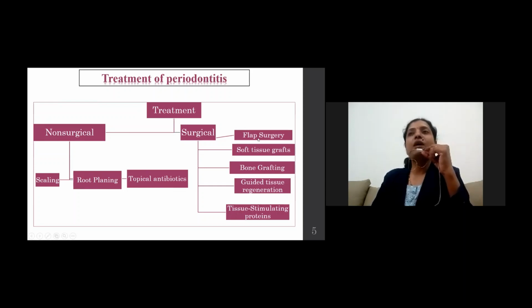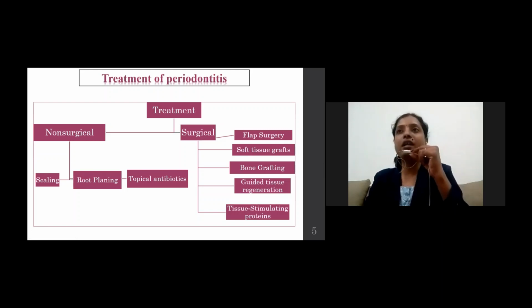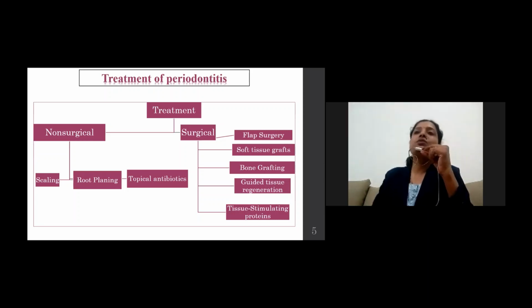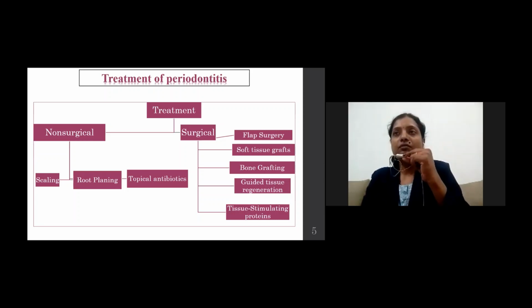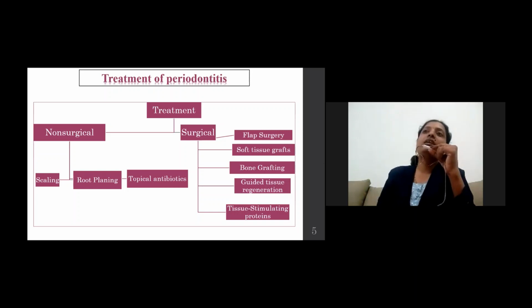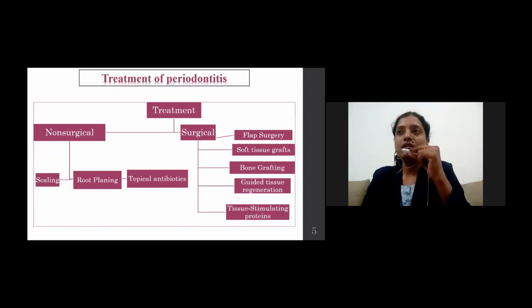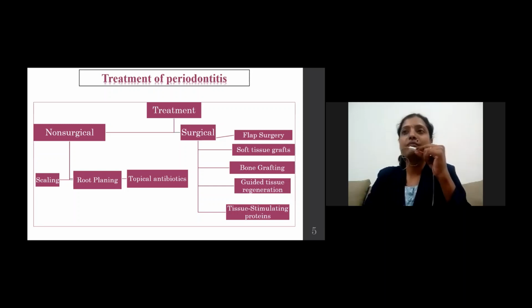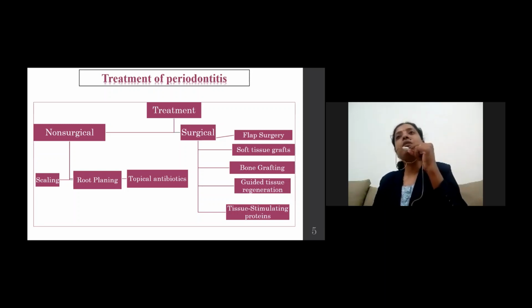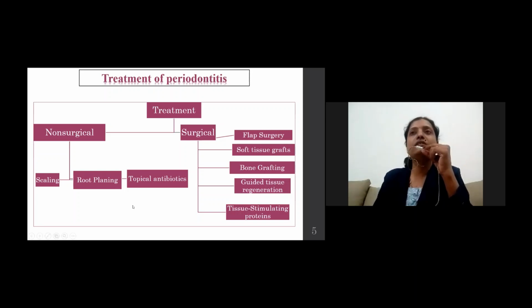Surgical treatment involves flap surgery, which mainly reshapes the gums. Then there may be a soft tissue graft, where tissue from the upper palate is extracted and grafted over the gums. Then bone grafting is also there when there is a loss or degeneration of bone. Then guided tissue regeneration is there, where the dentist places a certain kind of material under the gums, and because of that there is a specific growth of gum cells. And next, tissue stimulating proteins may be used as a surgical aid.